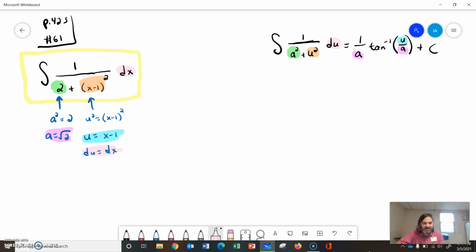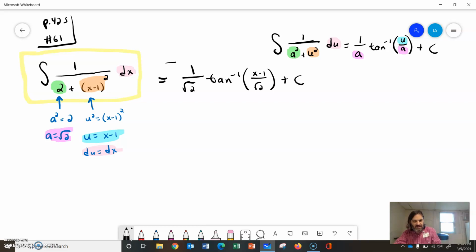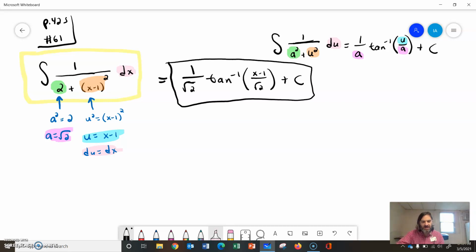So all we got to do, since this thing is matched up perfectly with the left hand side of our integral formula, is go ahead and rewrite it in the right hand side. So this will be 1 over a, which is 1 over square root of 2. Then it'll be times the tangent inverse of u over a, which will be x minus 1 over square root of 2, and then plus c at the end. So we are done very quickly with this right here. So very easy problem. Just got to know where to rewrite things.